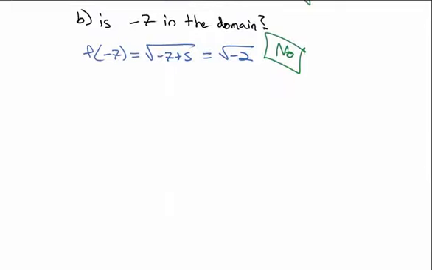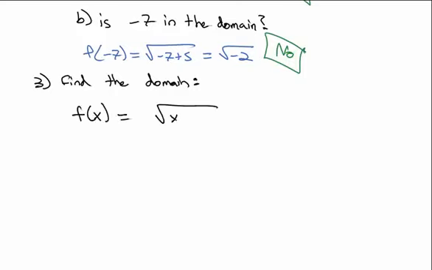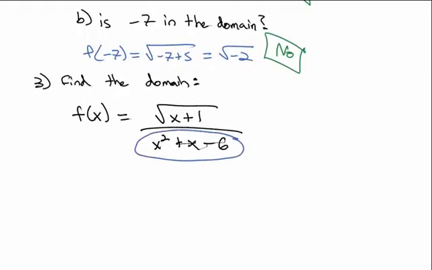In fact, rather than looking at specific points, it might be easier to just find the exact domain of a function we're interested in. Let's do the function f of x equals the square root of x plus 1 over x squared plus x minus 6. Now with the domain, we need to look at what's possible and what's not possible. And remember, one thing that's not possible is the denominator. The x squared plus x minus 6 cannot equal 0.